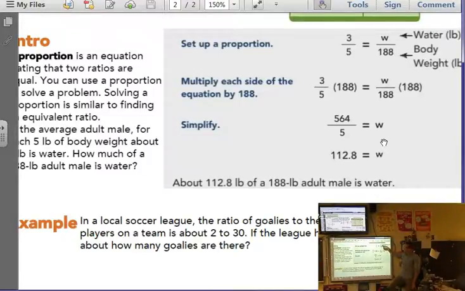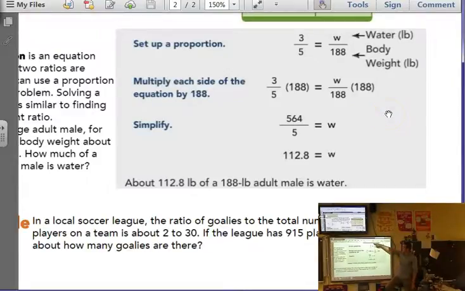So I can just set up this proportion because I know that I have water on top, total on bottom, water on top, total on bottom. Any questions with how I can set up the proportion, like step 1 right here?